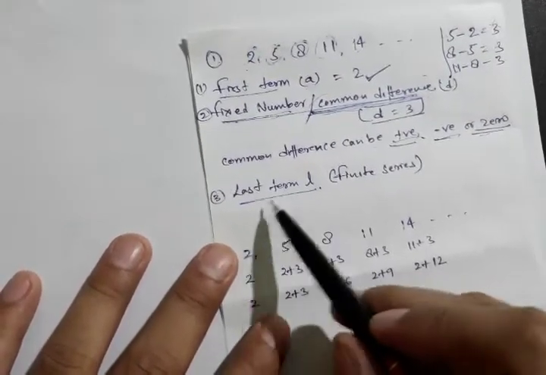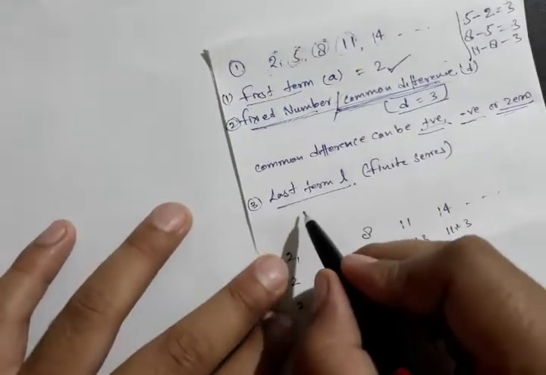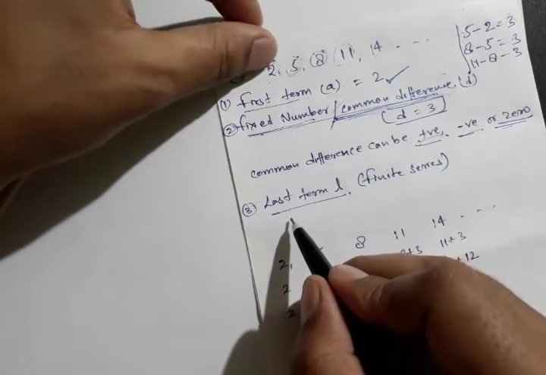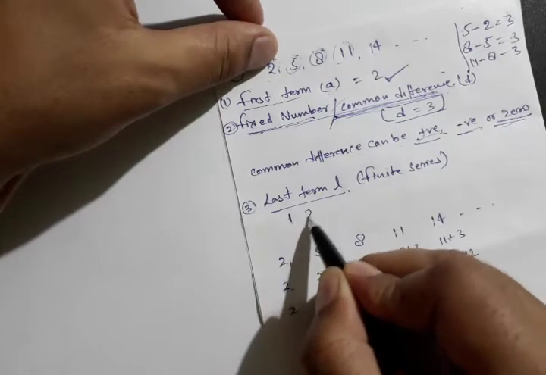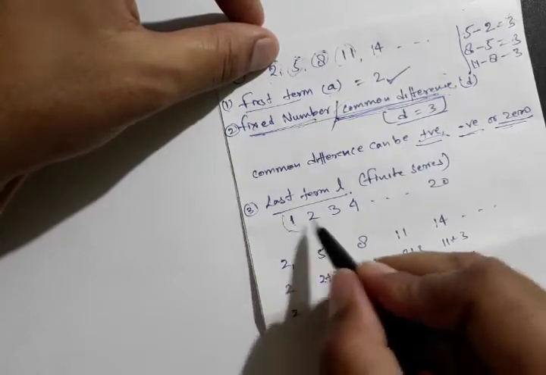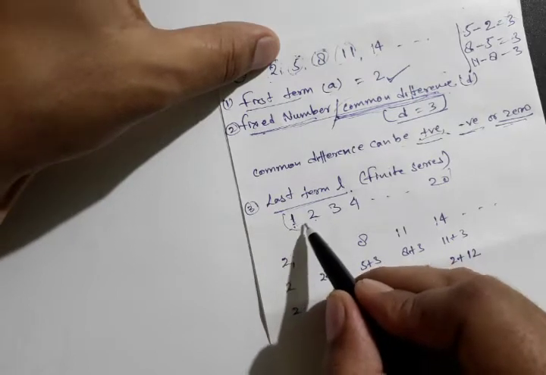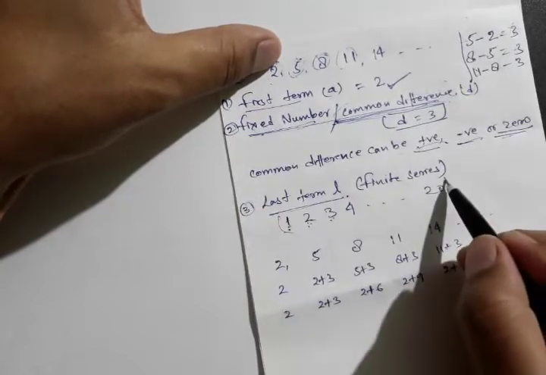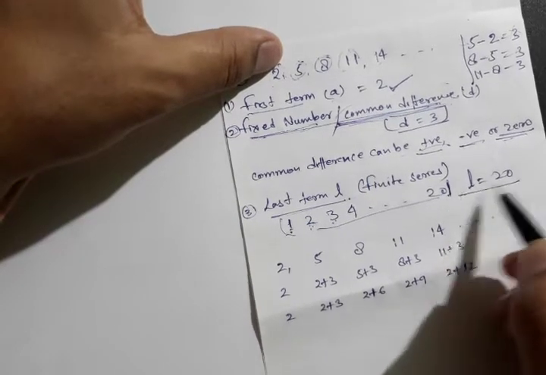Okay. Now the last term. Suppose we are given a finite series. A finite series is one which terminates somewhere. Let's take the natural numbers as an example: 1, 2, 3, 4 and so on up to 20. Is this sequence in AP? Yes, this is in AP. Why? Because the difference of succeeding minus preceding is the same: 2 minus 1, 1; 3 minus 2, 1; 4 minus 3, 1. And what is the last term? This ends at 20. So we have a last term. Here l, or the last term, is 20. So this is a finite AP.